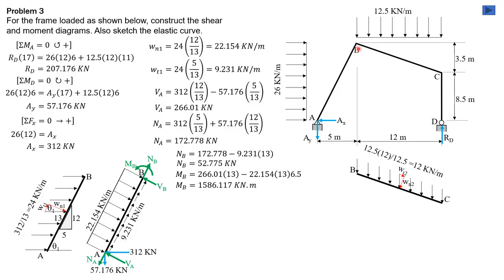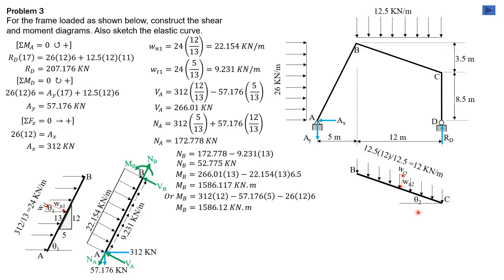Another way of computing MB is equal to AX, 312 times 12, minus AY, 57.176 times 5, minus 26 times 12 times 6. Or MB is 312 times 12 minus 57.176 times 5 minus 26 times 12 times 6. So it will give us the same value of 1586.12 kilonewton meter if we round that off. So going back to this segment BC here, this is theta 2.